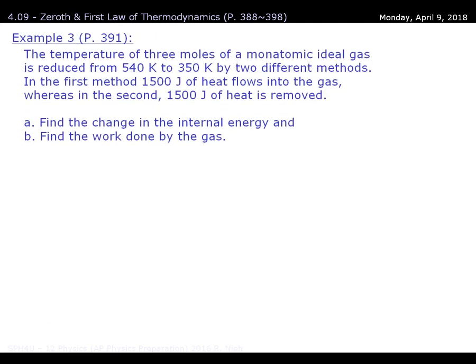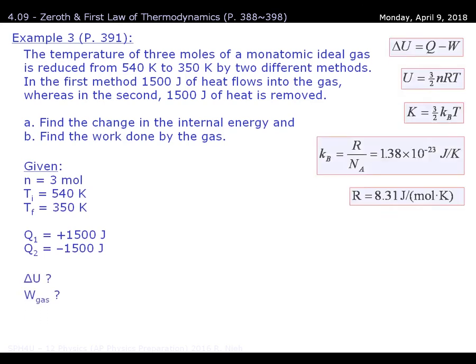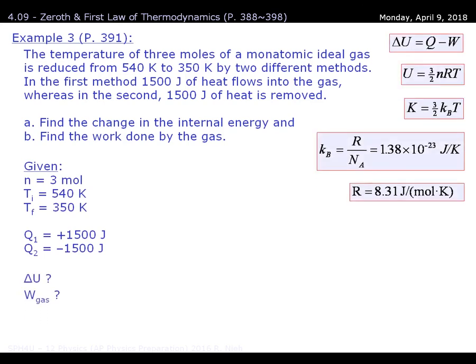Here's a more involved mathematical problem. The temperature of 3 moles of gas is reduced from 540 Kelvin down to 350 Kelvin by two different methods. In the first method, 1500 joules of heat flows into the gas, whereas in the second, 1500 joules of heat is removed. A, find the change in internal energy, and B, find the work done by the gas onto its environment. On the AP exam, you'll be given the following equations on the right.